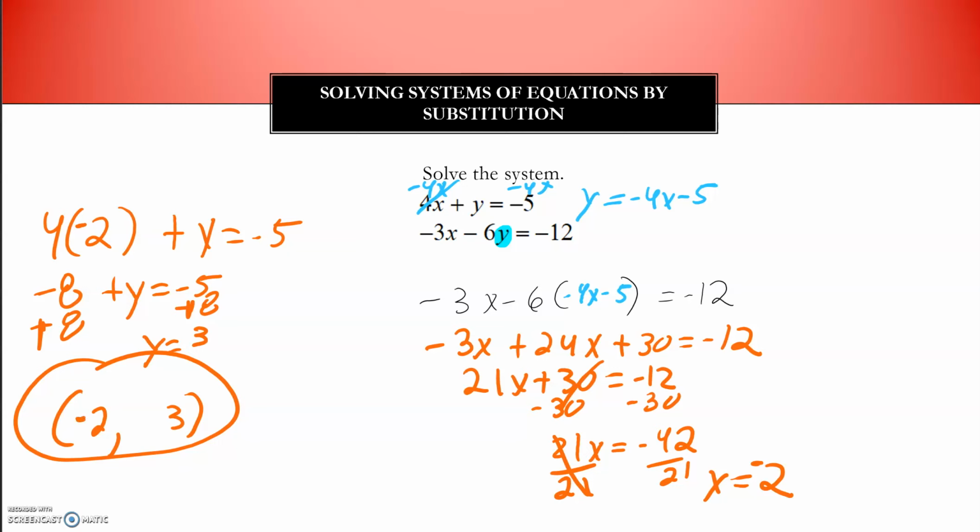And then with this one, again, I could have solved for x in the first equation. That wouldn't have been pleasant, but I could have done it. I could have solved for x or y in the second equation. Might not have been pleasant, but I could have done it. But solving for y in the first equation was the right decision, or I should say the easiest decision, because it was already just 1y.